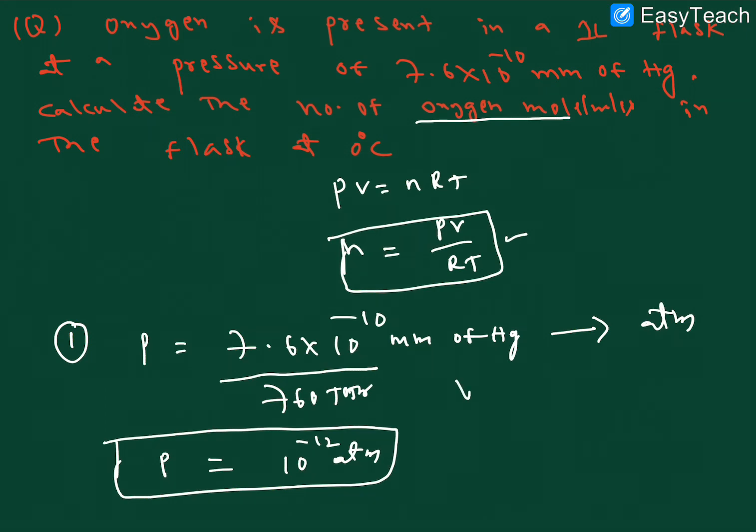This is your number of molecules. So the number of molecules here is 2.68 into 10 to the power of 10. This is called the number of molecules. I hope it is clear. So these are some related questions here.